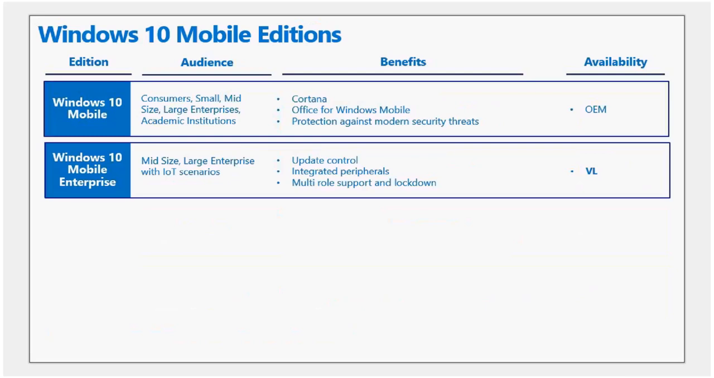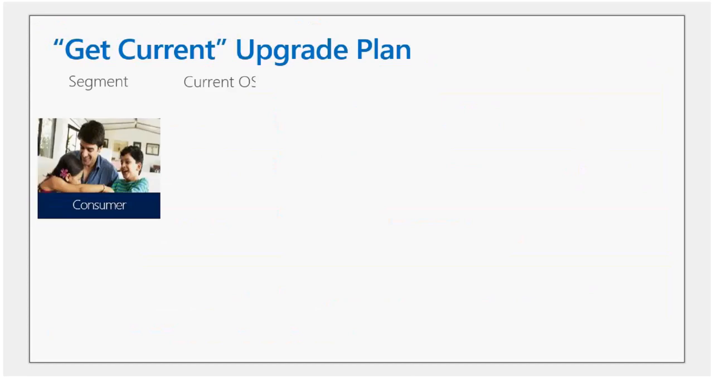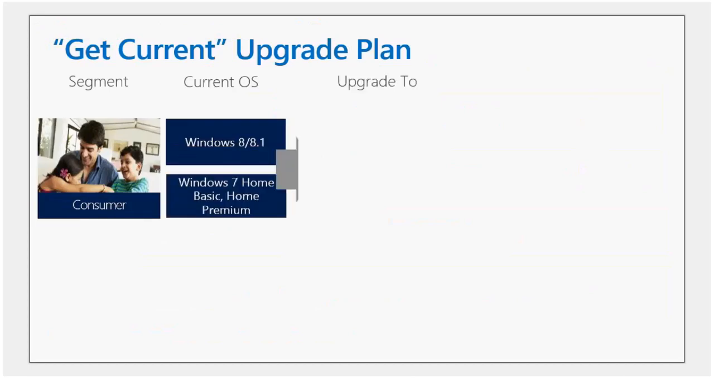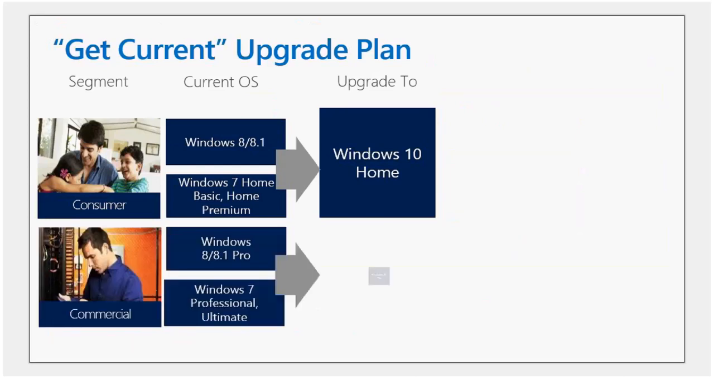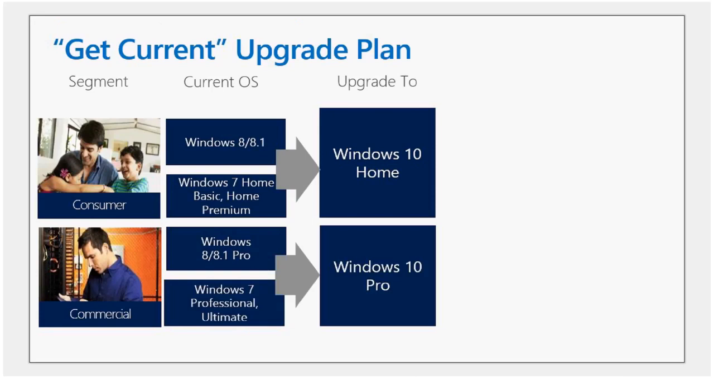The next thing we're going to talk about is that you noticed on the previous slide, the desktop editions, there is a free upgrade being offered from Windows 7 and Windows 8. So we're going to outline what that means. For consumers who are running Windows 7 Home Basic or Home Premium or Windows 8 or 8.1, they will upgrade to Windows 10 Home. For commercial customers who are on Windows 7 Professional or Ultimate or Windows 8 or 8.1 Pro, they will upgrade to Windows 10 Pro.